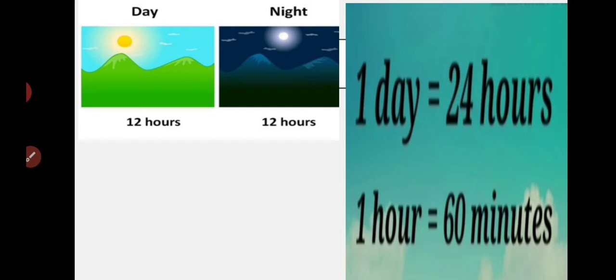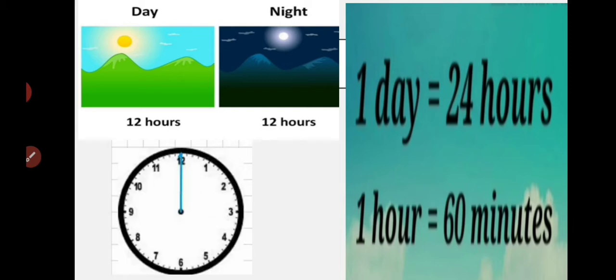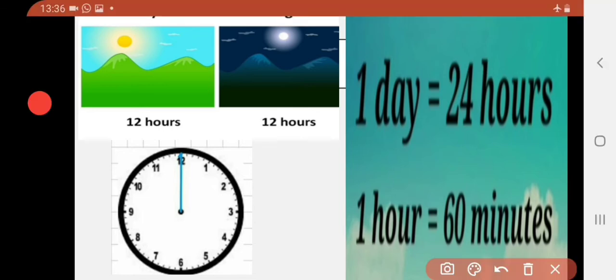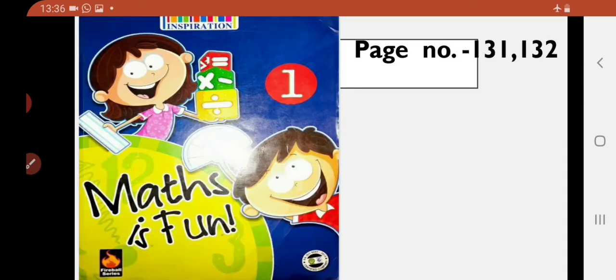The next fact is 1 hour is equal to 60 minutes. As you can see, the numbers are written on the clock from 1 to 12 and each number denotes hours. Just observe carefully these smaller divisions between the numbers, and each division is a minute. So if you count these divisions, you will get the number 60, and 60 minutes is equal to 1 hour.